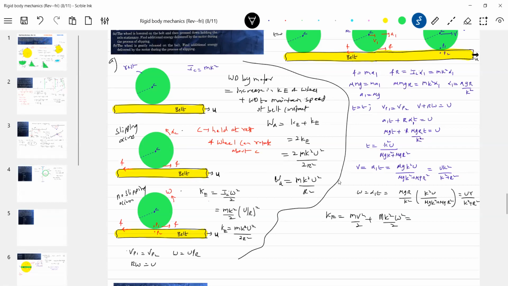We have to further simplify this one. Okay, we'll substitute. This will be v square will be u, k square. Omega will be ur by... final equation u square k square, 1 r square will come here. Smaller or capital R? Okay, capital R it is.